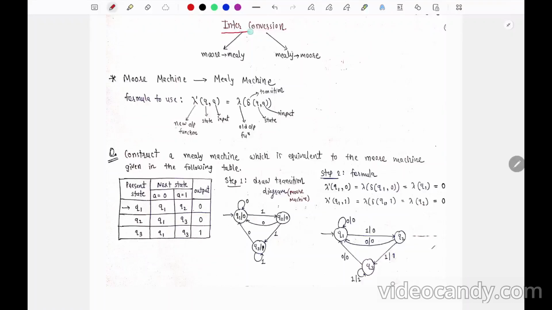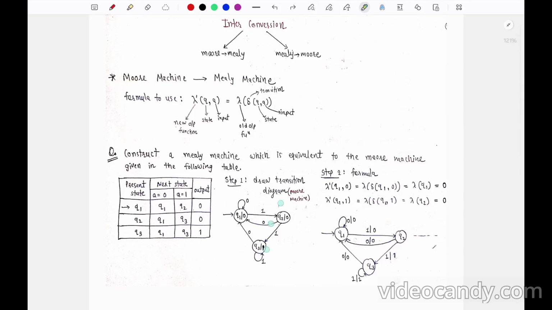We will see about interconversion. Interconversion between Moore machine and Mealy machine, from Moore to Mealy and Mealy to Moore. First we will see from Moore machine to Mealy machine. Which formula will we use for this conversion?